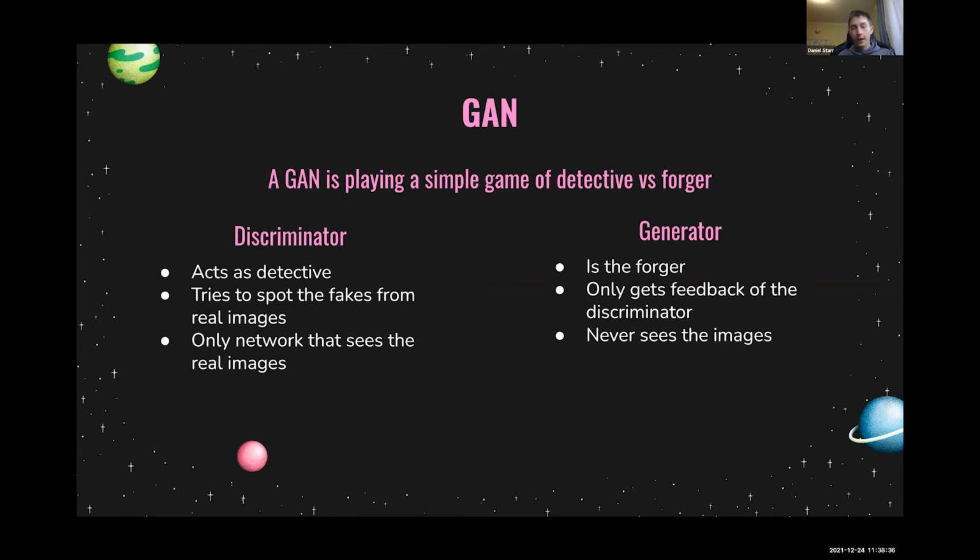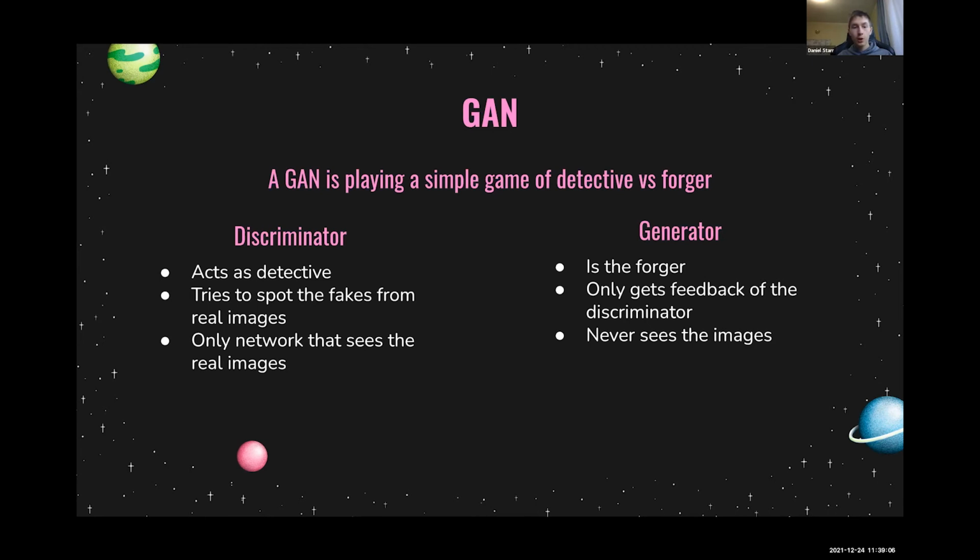So let me explain what exactly a GAN is. A GAN is a neural network playing a game against itself. The game is detective versus forger. There are two players. The discriminator acts as the detective, and they can see the real photos and the fake photos, only they don't know which ones are real.